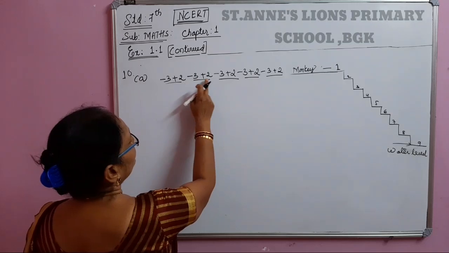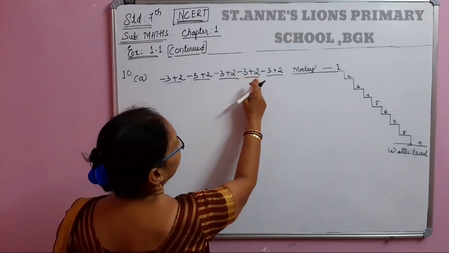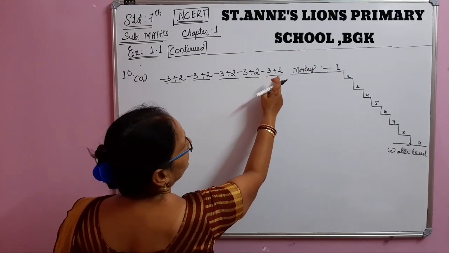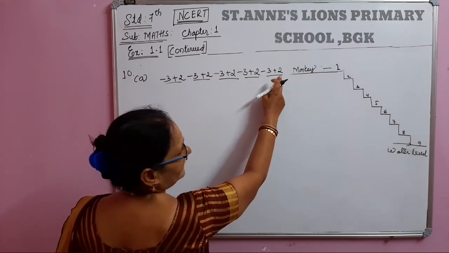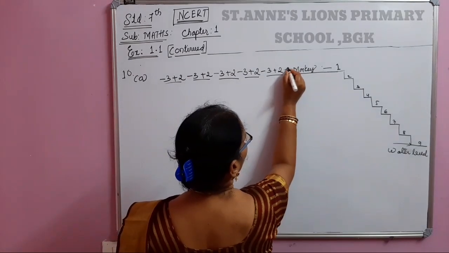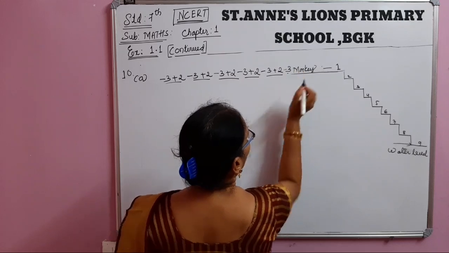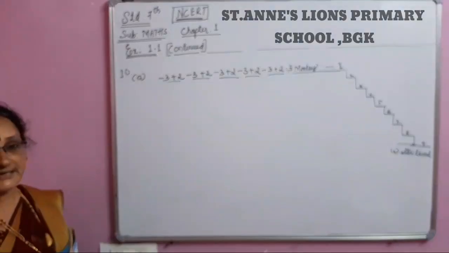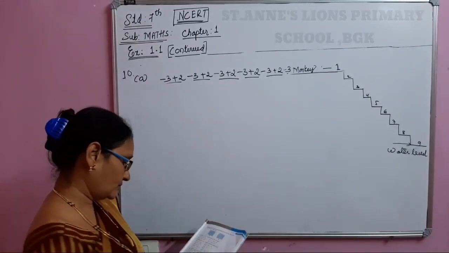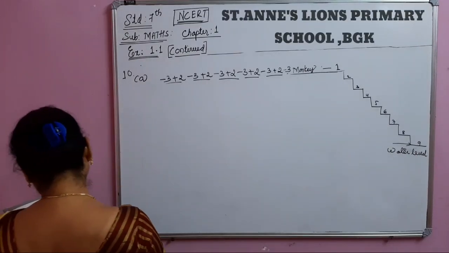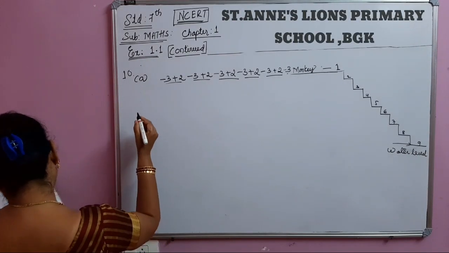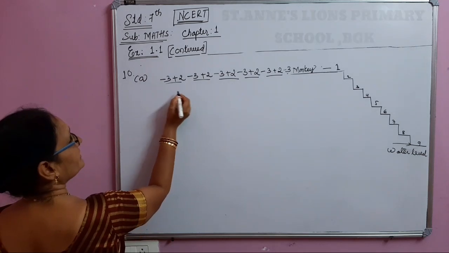1, 2, 3, 4, 5, 6, 7, 8, 9, 10 and again down minus 3. Totally 11 steps, 11 jumps it is making. So how many jumps will he take to reach the water level? Monkey jumps 11 times.